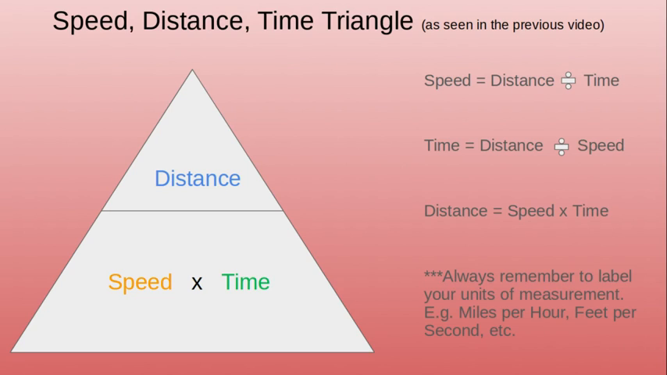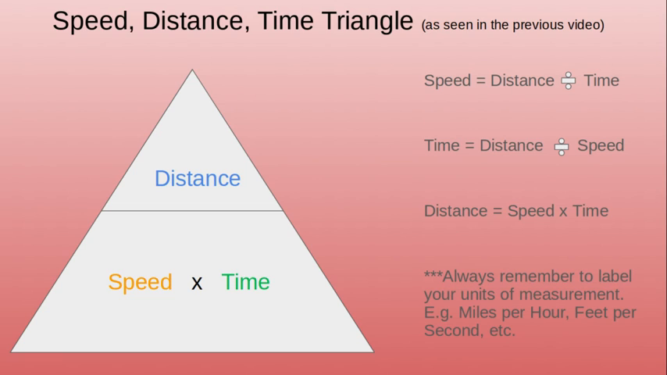Okay, now we're looking at that triangle, the speed, distance, time triangle. So if you were to cover up the word distance, if we wanted to figure out distance, we're going to use speed multiplied by time. If we cover up the word time, if that's what we're trying to figure out, you're going to have distance divided by speed. And if you're trying to figure out speed, the equation for speed is distance divided by time.